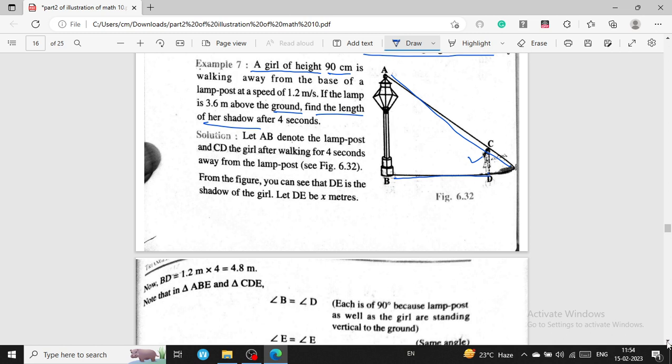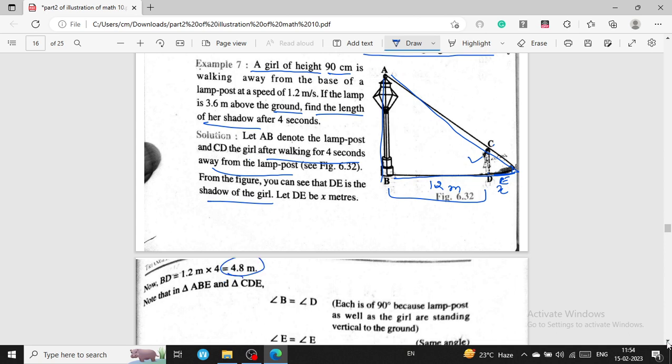For solving this question, first of all, we will assume AB denotes the lamp post and CD denotes the girl after walking 4 seconds away from the lamp post. From this figure, we can say that DE is the shadow of the girl, and it will be assumed X meters, and then BD is 1.2 meter multiplied by 4 seconds, after 4 seconds it will be 4.8 meter.